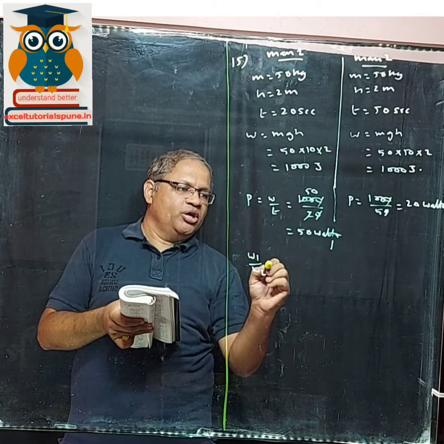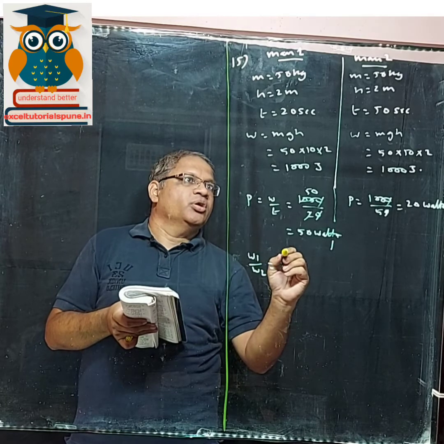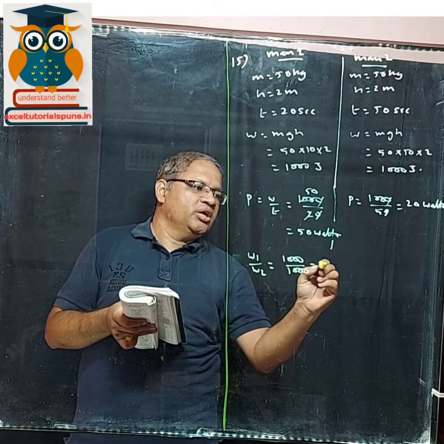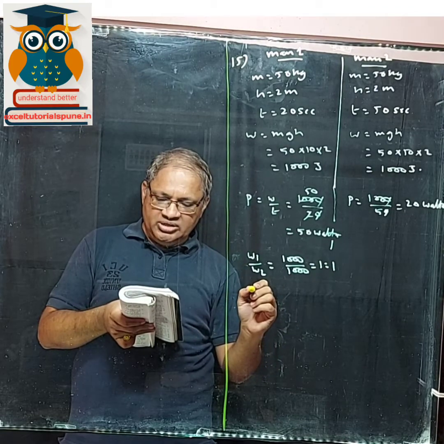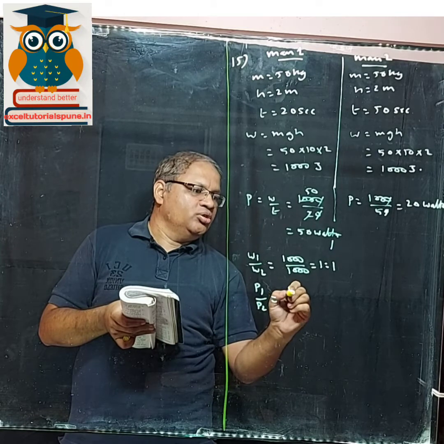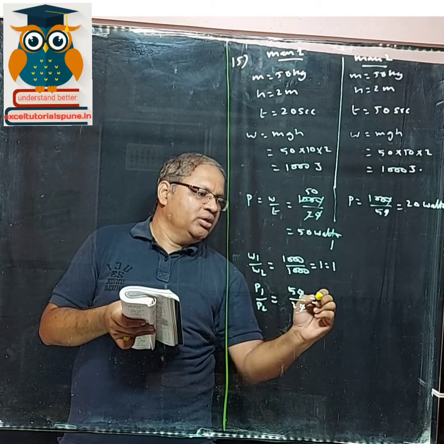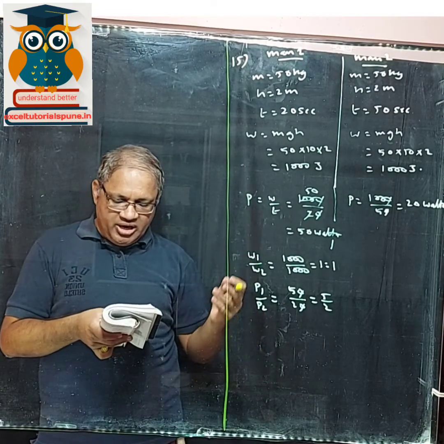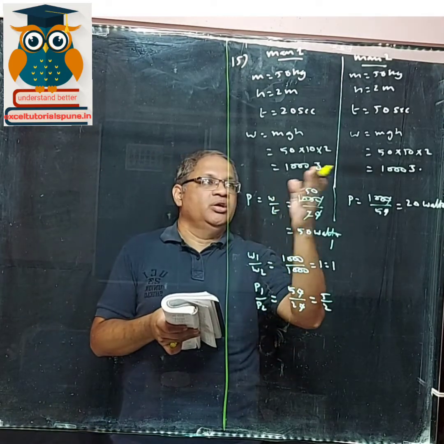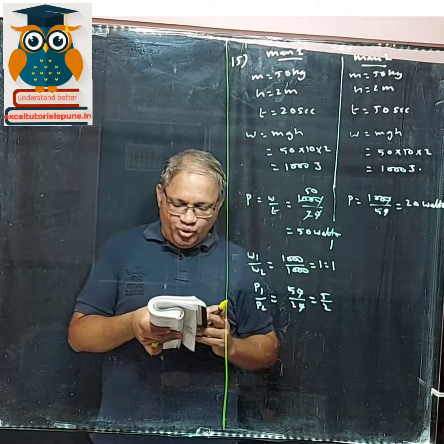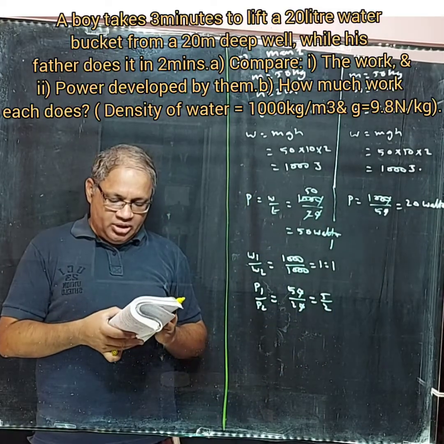So they are asking to compare the work done in both the cases. W1 upon W2 is equal to 1000 upon 1000, that is 1:1. Then they are asking power developed, P1 upon P2 is equal to 50 upon 20, that is 5 upon 2. Then they asked for the work done individually of both of them and the power developed individually of both of them. So we have solved that sum. Now 16th sum.